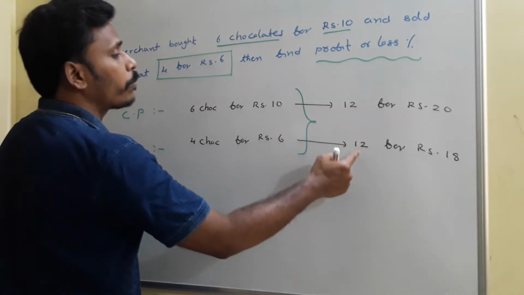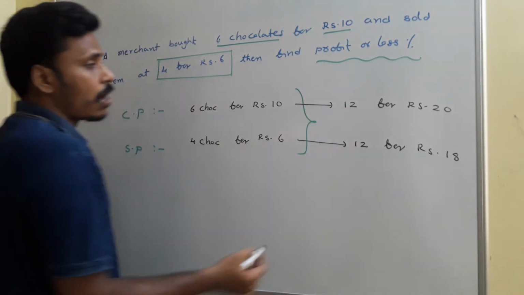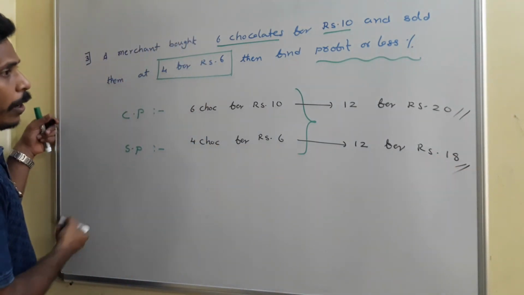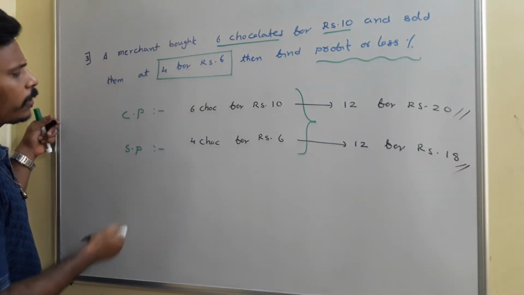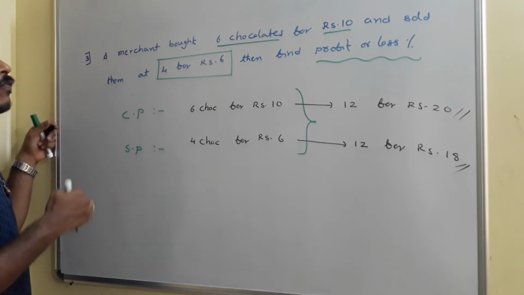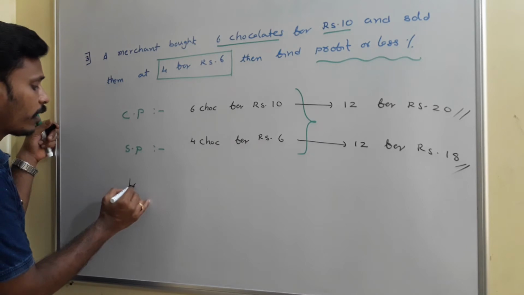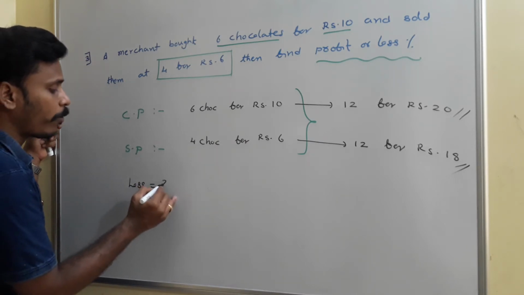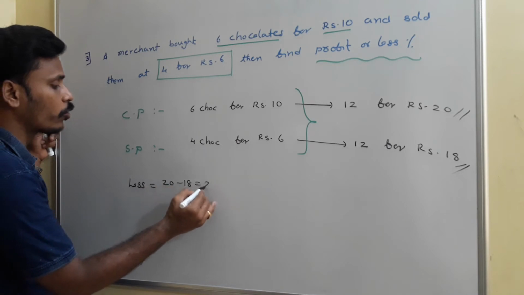Here the number of objects is the same, so now you just pay attention to these numbers and calculate profit or loss. See, the cost price is 20 and the selling price is 18, I am buying for more amount. In the sense, what will I get? I will get, for sure, a loss. How much amount am I losing? I am losing an amount of 2 rupees. Okay, loss is equal to 2 rupees.